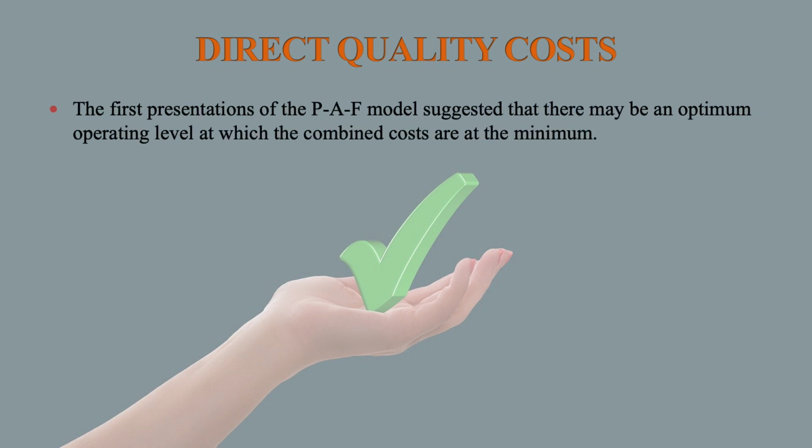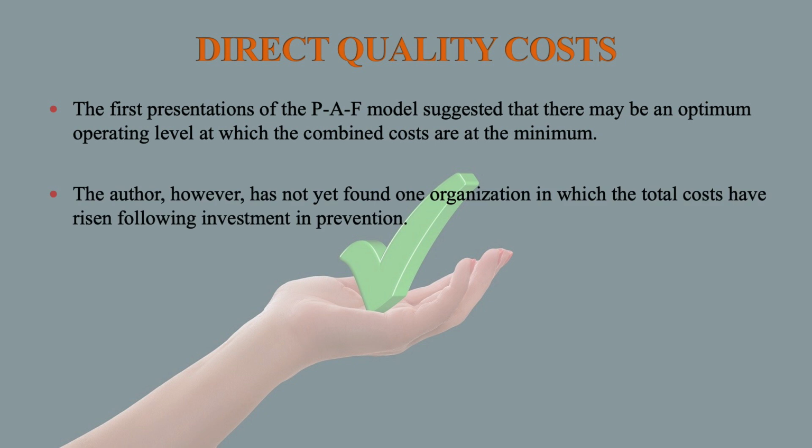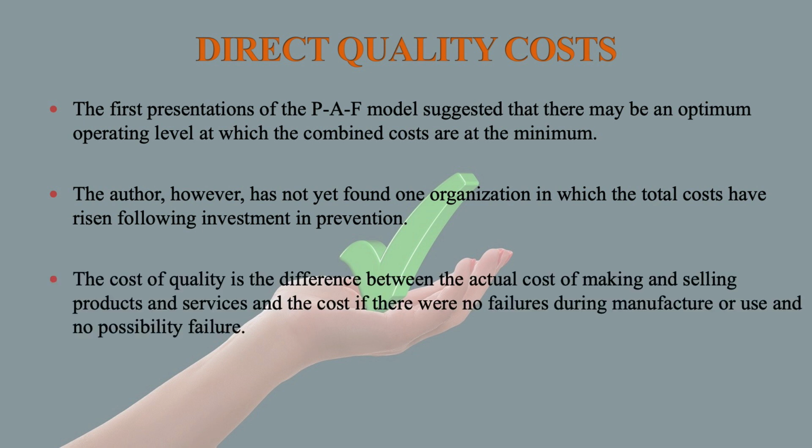The first presentation of the PAF model suggested that there may be an optimum operating level at which the combined costs are at the minimum. The author, however, has not yet found one organization in which the total costs have risen following investment in prevention. The cost of quality is the difference between the actual cost of making and selling products and services and the cost if there were no failures during manufacture or use and no possibility of failure.